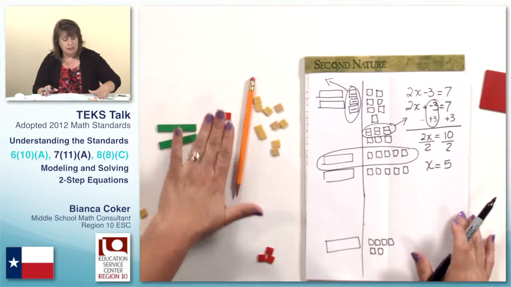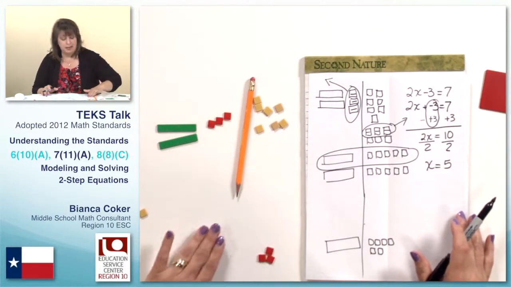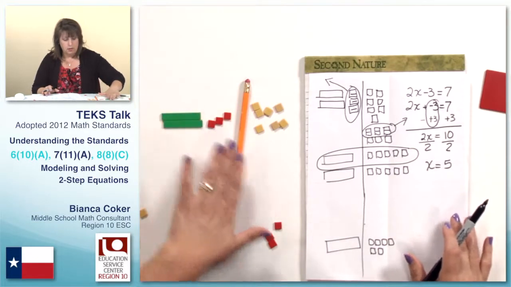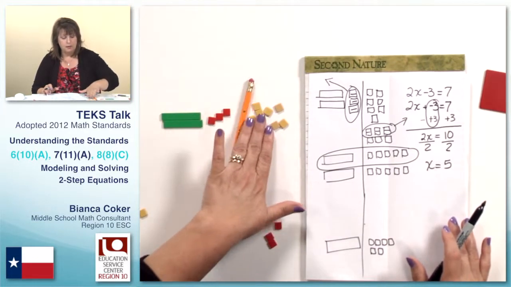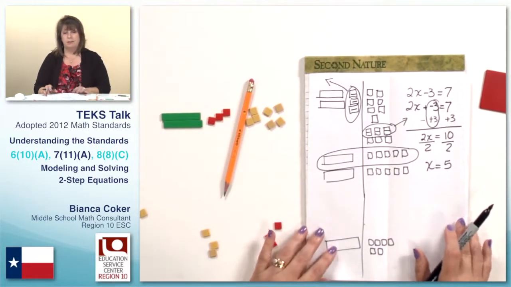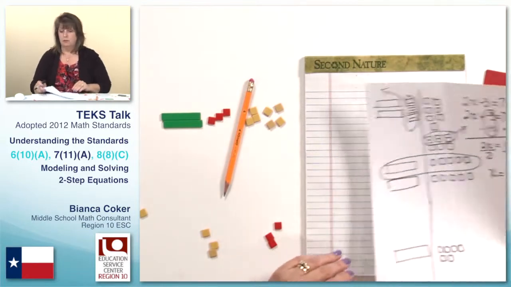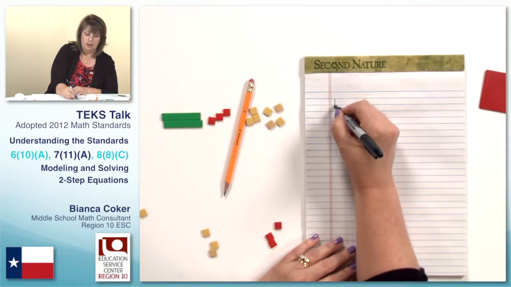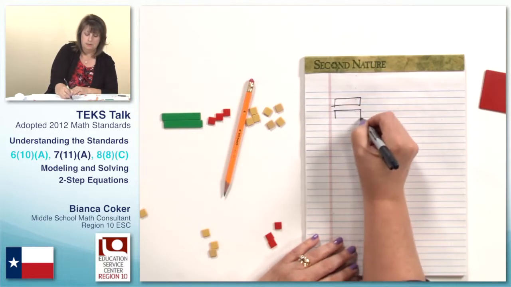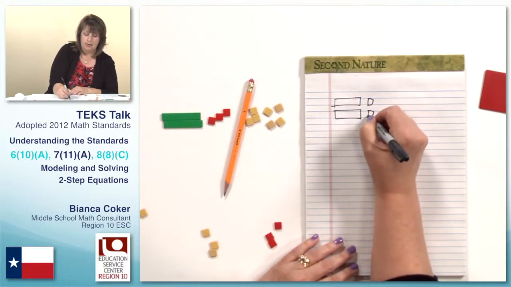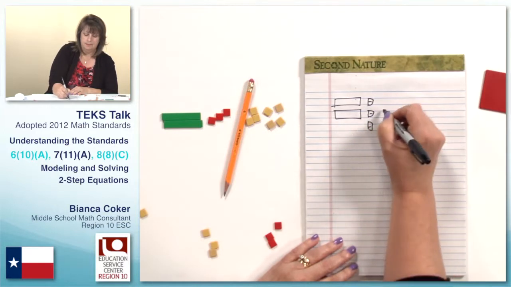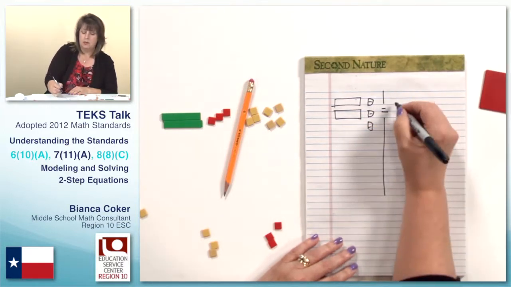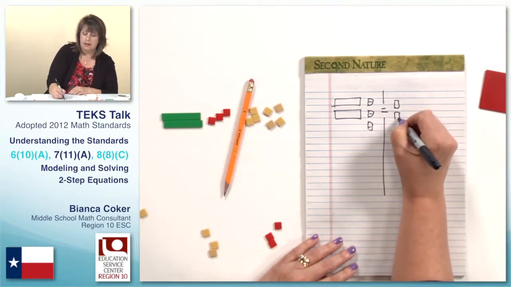So I'm going to go back again. If everyone will be patient, bear with me. And we have our 2x plus negative 3 equals 7. So let's go back and say that we have our 2 bars, our 3 negatives, equals, so again you can do that equation or you can do a line, and 7.